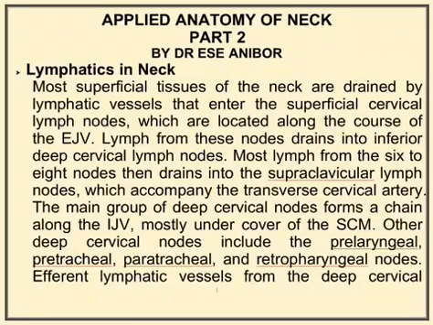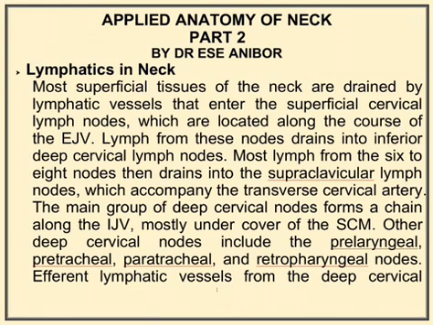So let me talk about lymphatics in the neck. Most superficial tissues of the neck are drained by lymphatic vessels that enter the superficial cervical lymph nodes. These superficial cervical lymph nodes are located along the course of the external jugular vein. Always remember that lymph from these lymph nodes drains into inferior deep cervical lymph nodes.